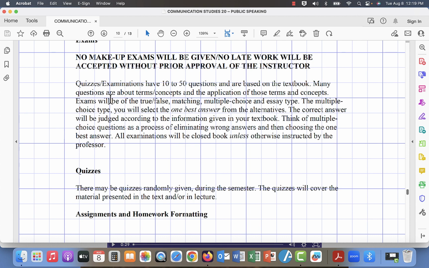And if you just follow my instructions on how to be successful in this course, you shouldn't have any problems. You really shouldn't, because you can pretty much know exactly what's going to be on the quiz based on what is on the study guide.